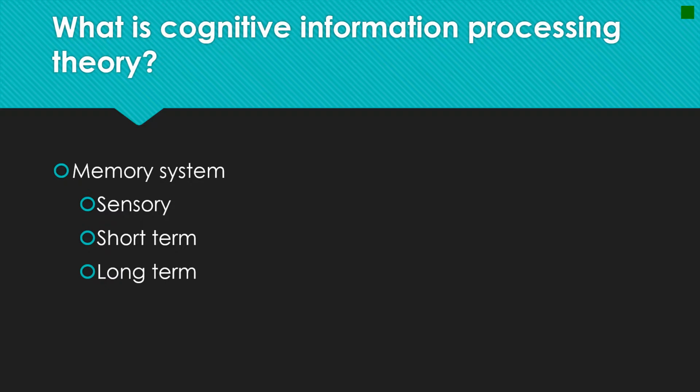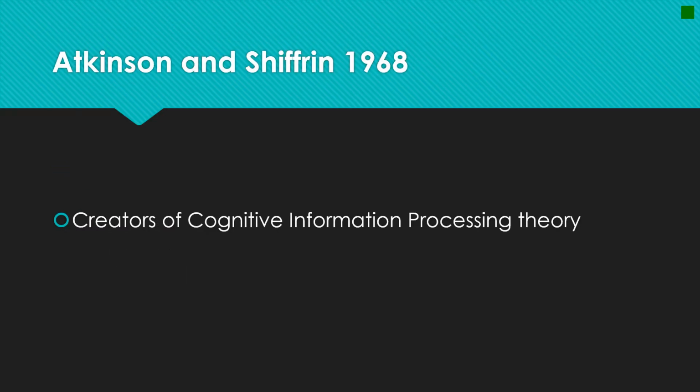Some major milestones that this theory has gone through is it has evolved into the connectionist theory and then into the fractionation of memory theory, which we will talk about in the next few slides. Atkinson and Shiffrin in 1968 were the creators of cognitive information processing theory, if I didn't mention that before. They really paved the road for this theory and other theories to come off it or evolve from it.